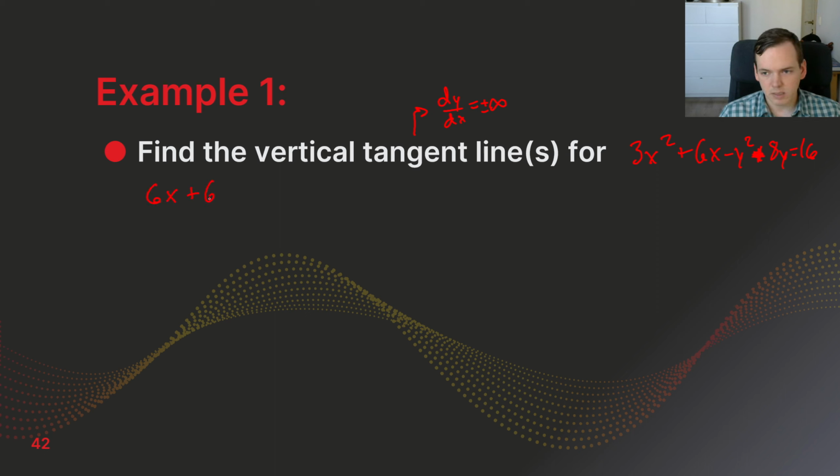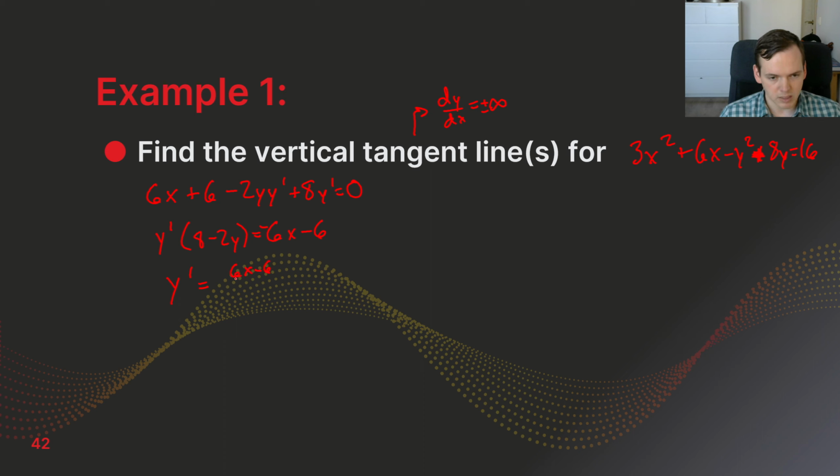6x plus 6 minus 2y prime plus 8y prime equals 0. That means we're going to have y prime times 8 minus 2y. I'm doing a bit of this kind of quickly in my head. If you're having trouble following along, you can pause or ask me about it in class. It was negative 6x minus 6.